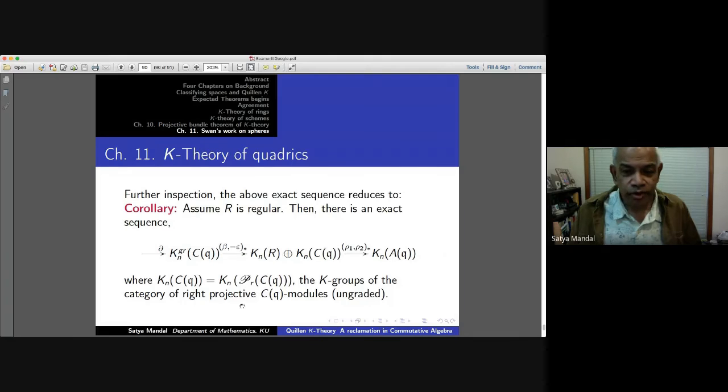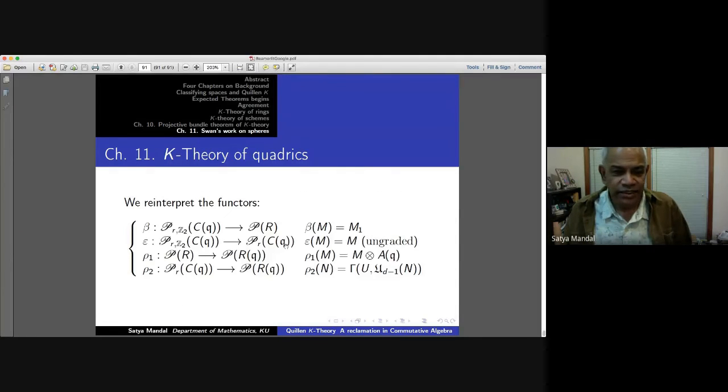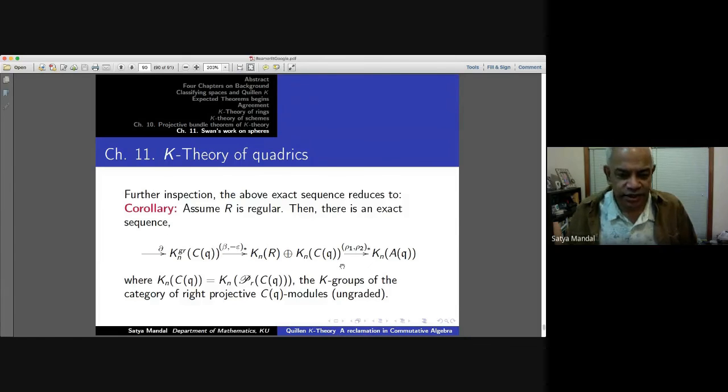So if R is regular, we have, of course I'm rushing, and this is probably the last slide. I wrote down a long exact sequence here, where everything is a ring, and these maps are all natural. So you have computed the K-theory of the sphere.